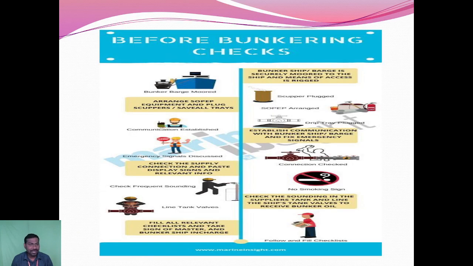And this is the short summary of the bunkering procedures. I will explain. The first is that the bunker barge should be moored, securely moored to the ship, and the means of access is rigged. Communication should be established, and all the safety signs should be discussed with the ship and the barge. Establish communication with the bunker barge and fix emergency signals. Check frequent soundings and check the connection. Check no smoking signs are placed.